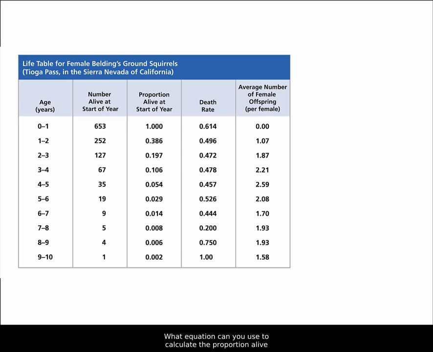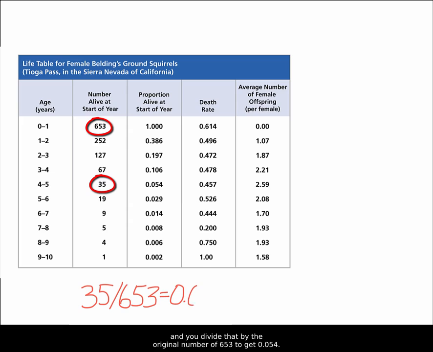What equation can you use to calculate the proportion alive at the start of year 4 to 5? 35 squirrels were alive at the start of the year, and you divide that by the original number of 653 to get 0.054.